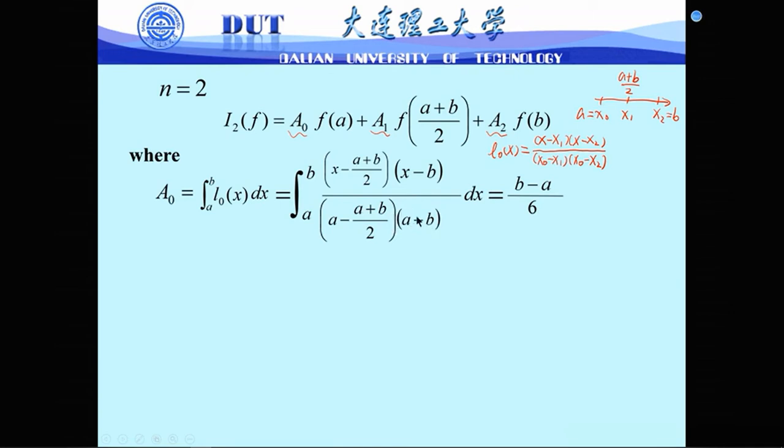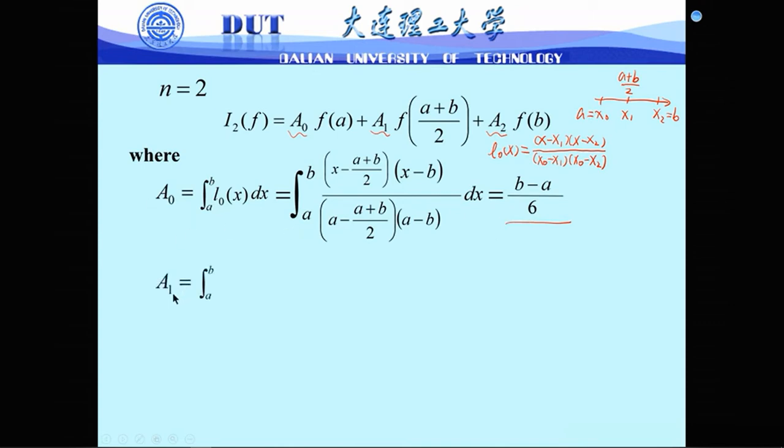It's okay? So please check. Because this is just a quadratic polynomial, it is easy to compute the integral on [a, b]. You will obtain this result, (b minus a) over 6. Please check after you finish this video, okay? I omit the details. So this is a0.